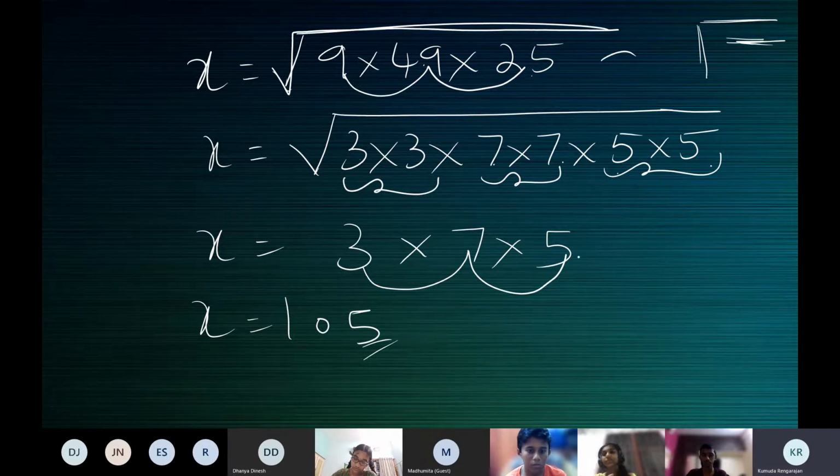Now from 2 equal factors, 1 will come out. 2 3s, 1 3 out. Because it is square root; if it was cube root, then from 3 3s, 1 3 will come out, and from 3 7s, 1 7 will come out. Supposing you have only 2 7s under the cube root, nothing will come out, because you need minimum 3, or then 6 or 9.